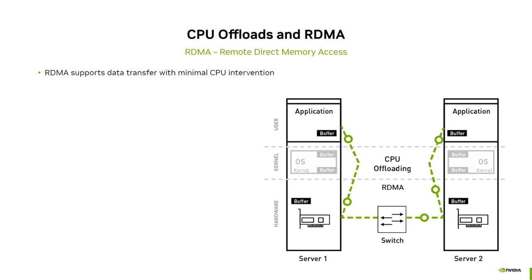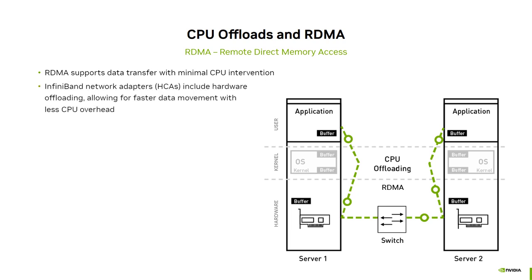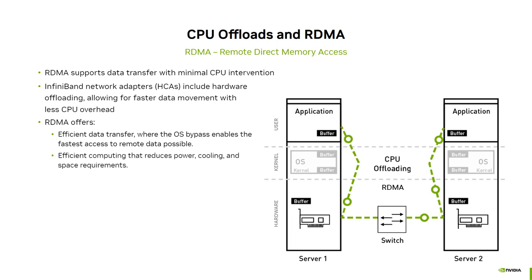InfiniBand network adapters, also called host channel adapters or HCAs, include hardware offloading, allowing for faster data movement with less CPU overhead as it bypasses the TCP/IP stack altogether. In summary, RDMA offers efficient data transfer, where the OS bypass enables the fastest access to remote data possible. Efficient computing that reduces power, cooling, and space requirements. Support for message passing, sockets, and storage protocols, and support by all major operating systems.